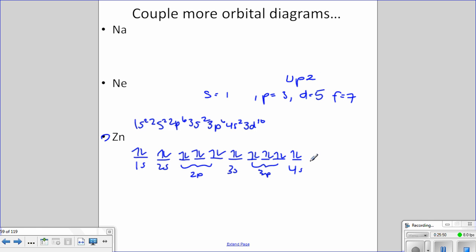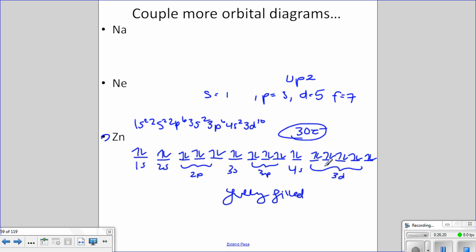So here's our 3D. 1, 2, 3, 4, 5. Label it all as 3D. And you go 1, 1, 1, 1, 1. And then 2, 2, 2, 2, 2. So all of these are fully filled. I probably won't know if you fill it in according to Hund's rule or not, but it's good practice so that when you don't have it fully filled, you won't make the mistake. How many electrons should be here? We should have 30 electrons total here, and you can count them if you want to.